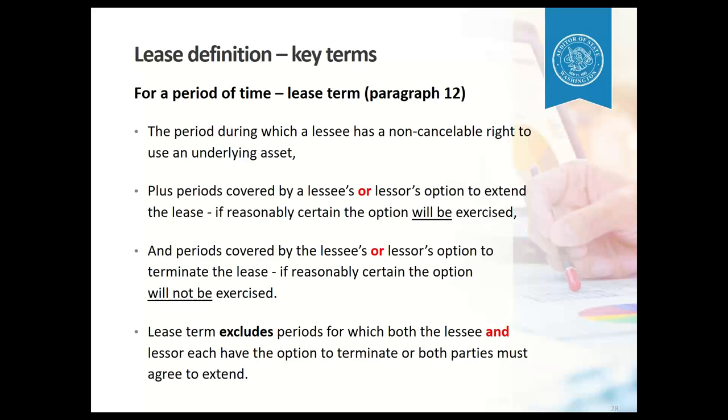Now, a lease term excludes periods for which both the lessee and the lessor each have the option to terminate, or both parties must agree to extend. I think at that point, it's pretty clear, the lease is over and you need a new lease. So, next slide.